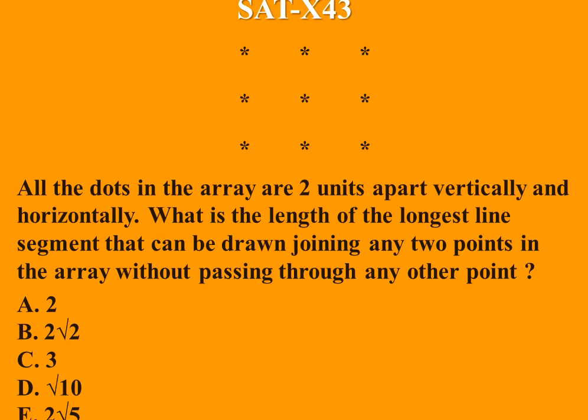So if you observe the diagram, you could go from upper left corner to bottom right corner. The diagonal would be the longest. However, that would go through that middle dot. So we need to join the 2 dots like so. That would be the longest line segment without going through a 3rd dot. Now, we want to find the length of that.